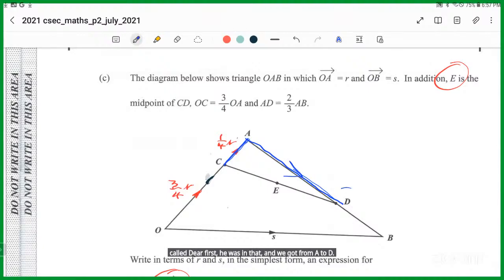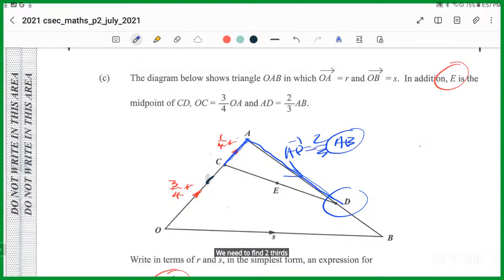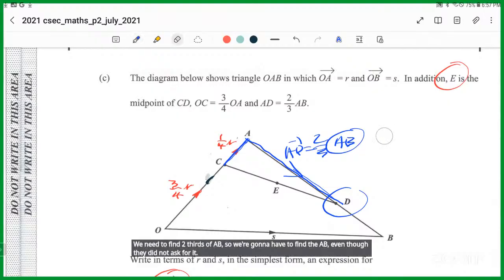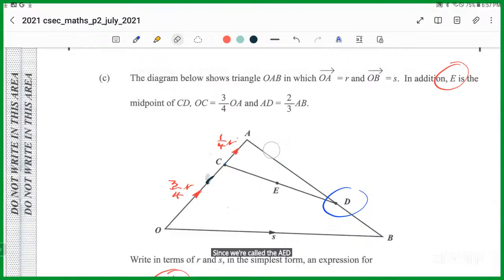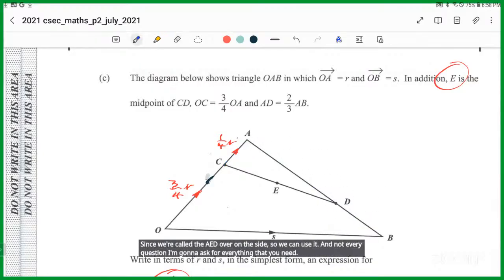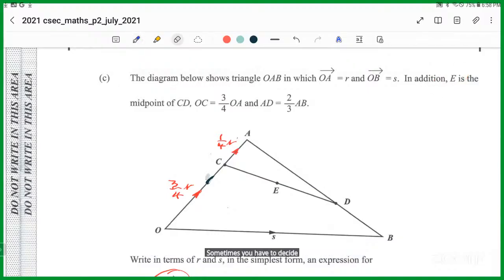The problem is that we don't know AD yet. We know AD is 2/3 of AB, but they never ask us for AB. But to find the AD, we need to find 2/3 of AB. So we're going to have to find the AB, even though they did not ask for it. So let's work out the AB over on the side so we can use it. And not every question is going to ask for everything that you need. Sometimes you have to decide that you're going to need something and work it out.